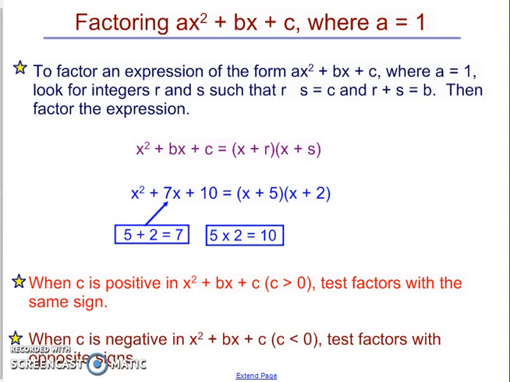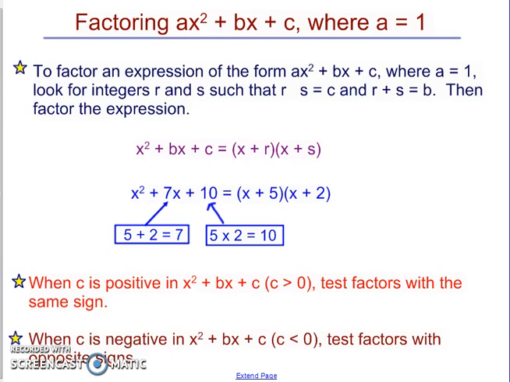So you want to find two numbers. So in the example, x squared plus 7x plus 10, two numbers that are going to multiply to 10 and add to 7 would be 5 and 2. So 5 plus 2 is 7. 5 times 2 is 10. Since 5 and 2 work, they're both going to be positives, we can just go ahead and write our factors as x plus 5 and x plus 2.